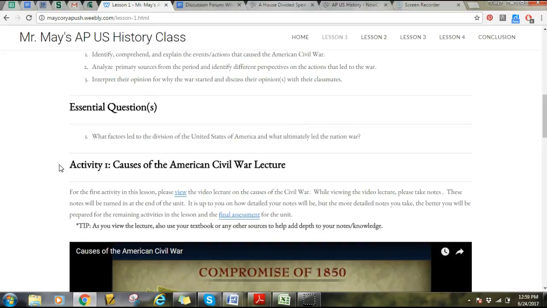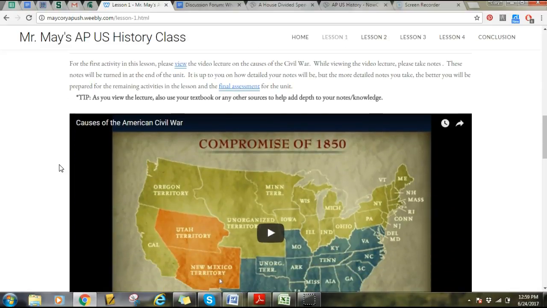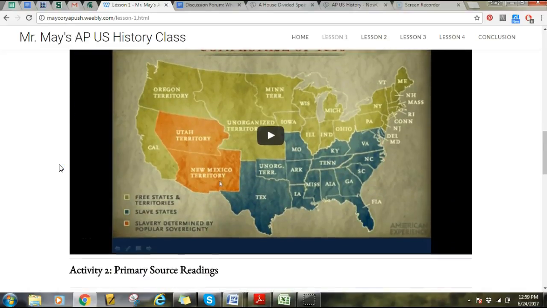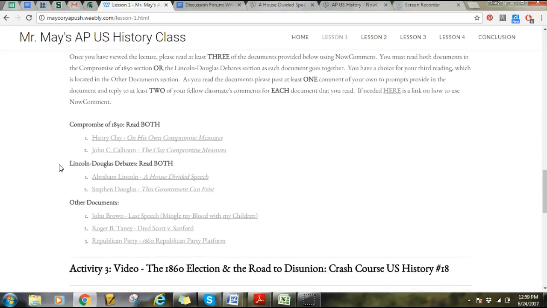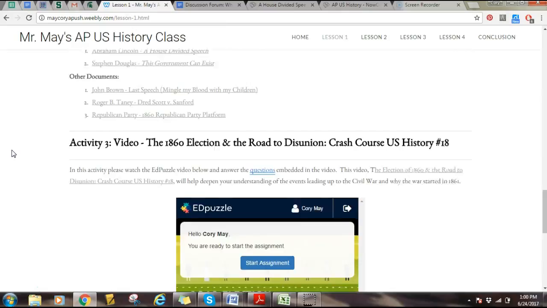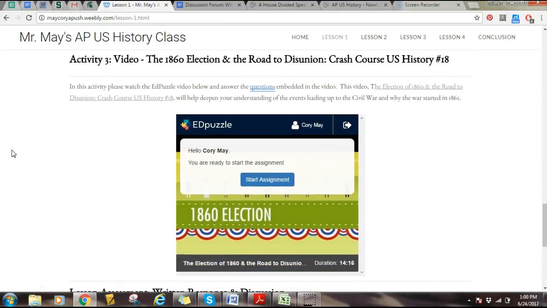And then the activities, the first one is the lecture, freeing up some time in class, where the students will view it and take notes. And then there's several primary source readings that my students will have to read, and they have a choice over the 7 that are there, and they'll have to read them and collaborate and discuss the topics that are there. For example, in Abraham Lincoln's House Divided speech, they'll have to answer questions and comment. Activity 3 is just a video where they'll watch it on Edpuzzle, it's Crash Course, and answer questions.